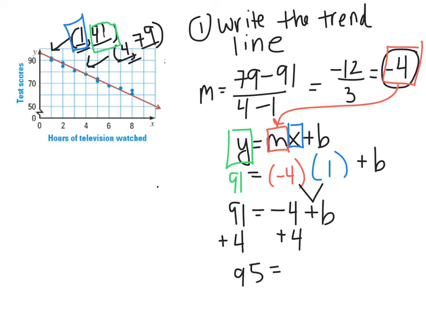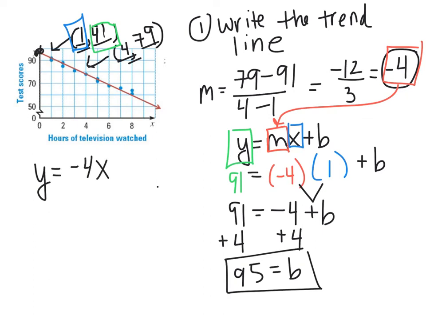So I get that the y-intercept, or b, is 95, which if I look at my trend line, sure, that makes sense. Right above 90 is my y-intercept, so 95 is a fair guess. And so my equation is y equals negative 4x plus 95.